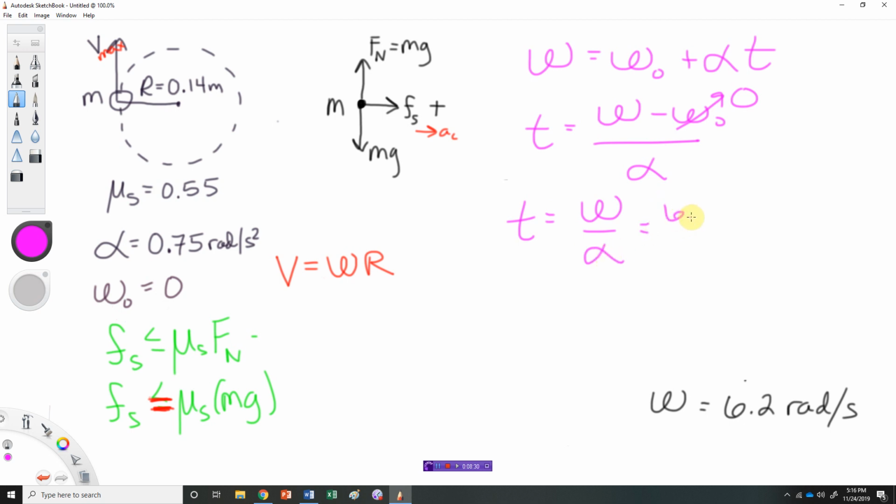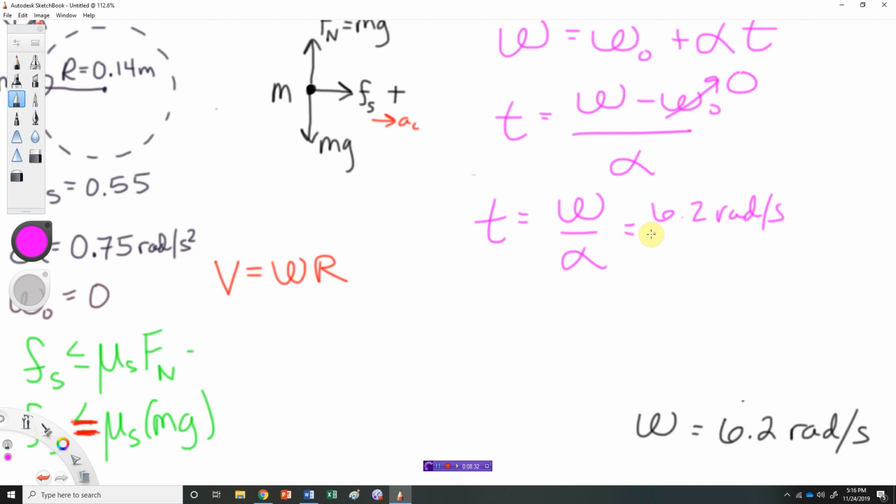Put those numbers in, 6.2 radians per second and 0.75 radians per second squared. Note the units do work out. The radians will cancel radians. The seconds on the bottom of the numerator cancel one of the seconds in the denominator, which flips it over and gives you seconds as the answer. The answer comes out to 8.3 seconds. That's how long it will take.